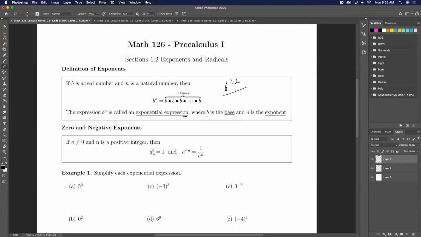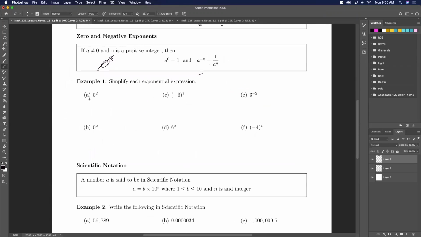For any number besides zero, so 0 to the 0 is the only one that breaks this, a to the 0 is 1, and then a to the minus n is the same as 1 over a to the n, so you can just flip it, okay? So for crunching through that, back to what an exponential means, 5 squared means I'm having 5 times 5. So that's 5 times 5, which is equal to 25.